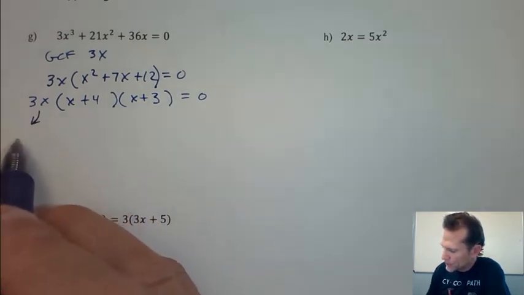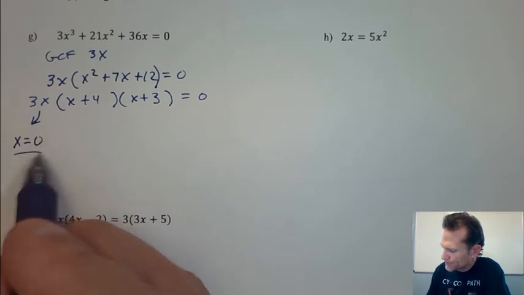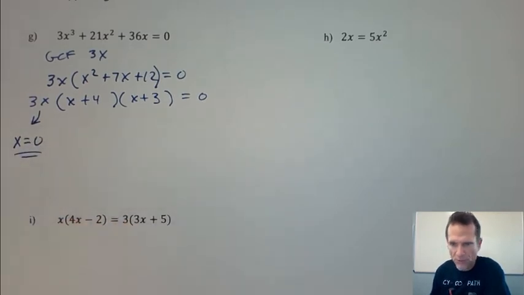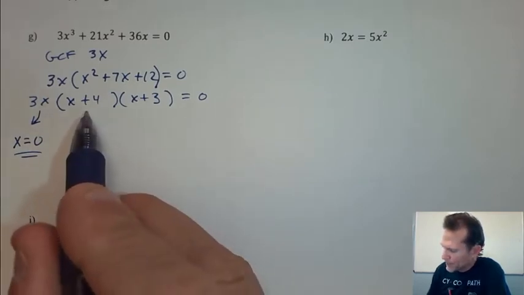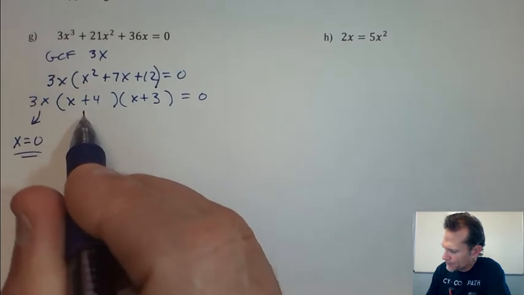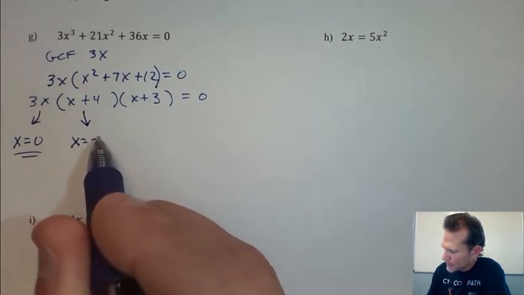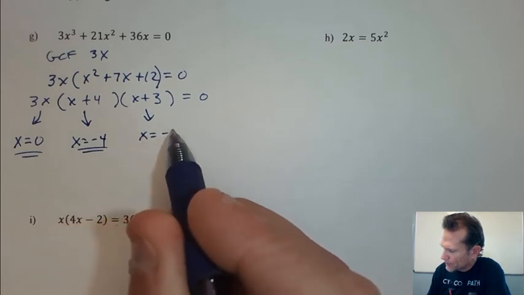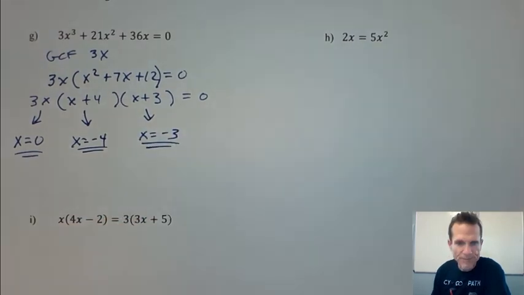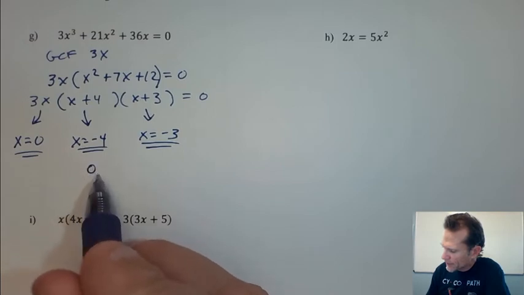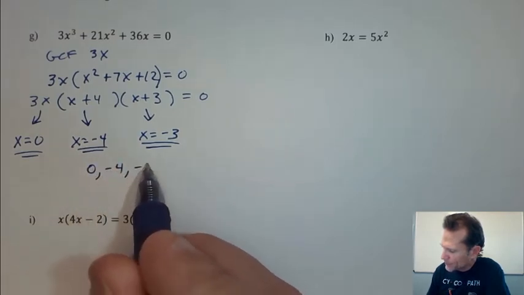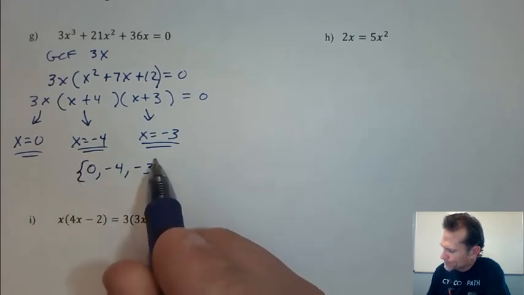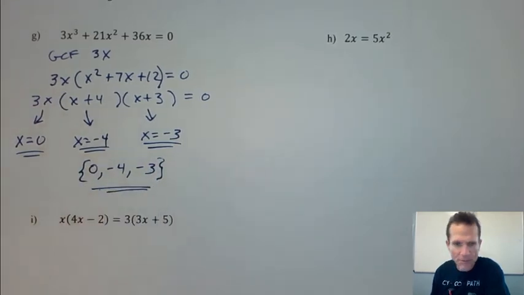This one is going to yield x equals 0. You could set the piece equal to 0, but we've done that enough times that you might recognize that. This one, using the shortcut method, x equals -4. And this one, again using the shortcut method, x equals -3. So our solution set, if they asked us to write it out, and it doesn't have to be written in numerical order, but that could be our solution set.